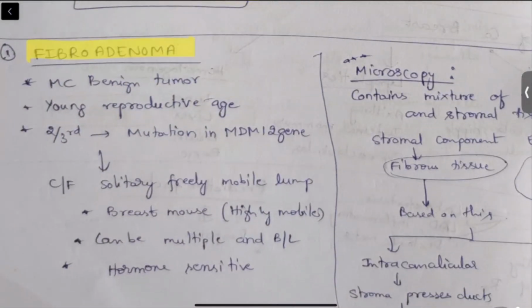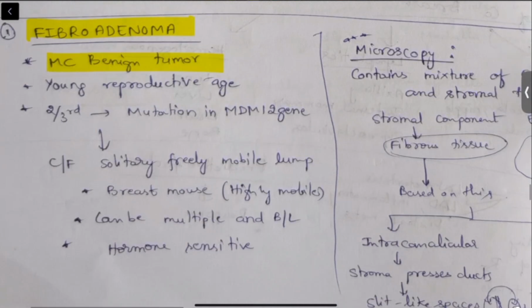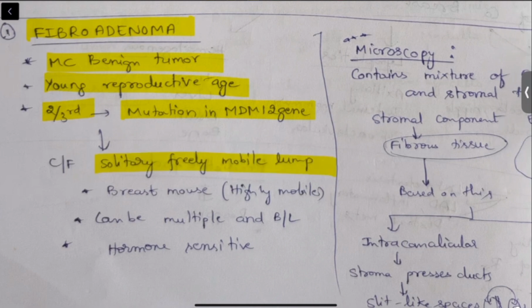So fibroadenoma, this is the most common benign stromal tumor, usually seen in young reproductive age females, and 2/3 of fibroadenomas are associated with MED12 gene mutation. Clinical features: usually a solitary freely mobile lump will be seen, and it is also called breast mouse because of its high mobility. It can be multiple and bilateral also, and it is usually hormone sensitive. Those who have high estrogen are usually found to have fibroadenoma.